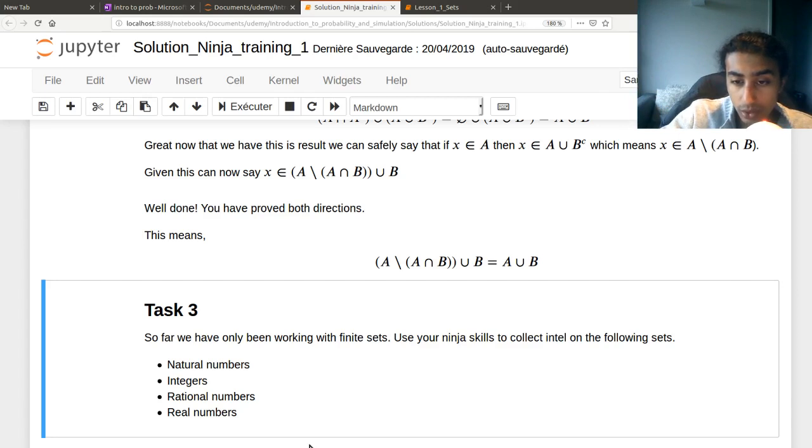Okay, use your ninja skills to collect intel on the following sets. So you have to go to Google and research this kind of thing. I say natural numbers, integers, rational numbers, and real numbers. So it's not that bad. You just pull up another tab, type in rational numbers, real numbers, or whatever, and you get the answer. I'm not going to write anything. I'm just going to show you the solution here.